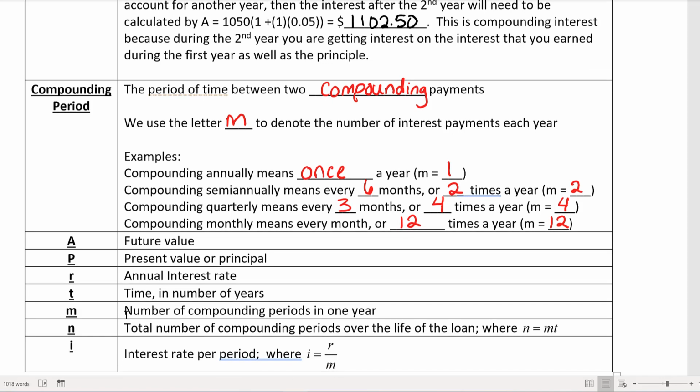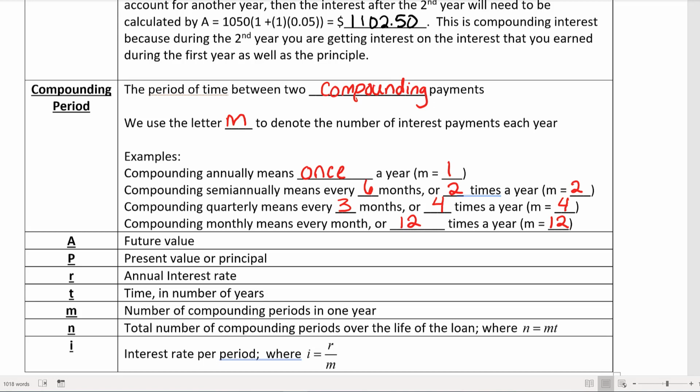Next set of information we need to know. A is going to be represented as future value. Capital P is going to represent present value or the principal, so however much you have right now. R, like before, is the annual interest rate. T is the time in years, just like we used in simple interest. M is the number of compounding periods in 1 year. Now N is going to be the total number of compounding periods over the life of the loan.